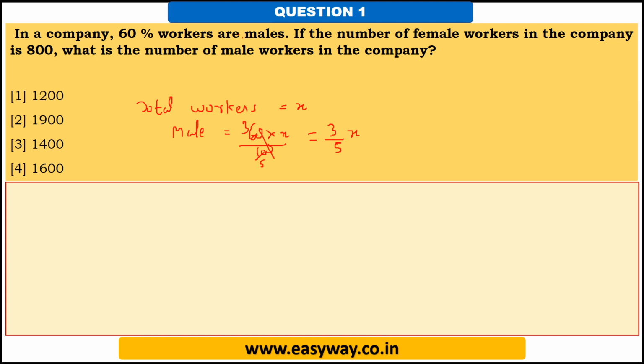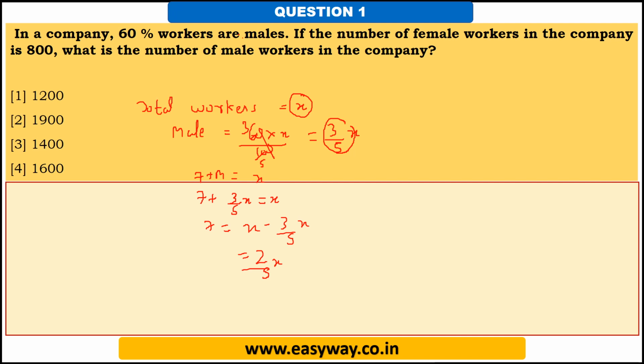Now next it is said that if the number of female workers in the company is 800, what is the number of male workers we have to find out. Now out of X workers, total males are 3 by 5x. So female plus male will be equal to X. So female plus 3 by 5x is equal to X. So female is equal to X minus 3 by 5x, that is equal to 2 by 5x. See, this can be done very easily without all this calculation. You can do this question orally, okay? But because I'm explaining it, that is why I'm doing this question in detail.